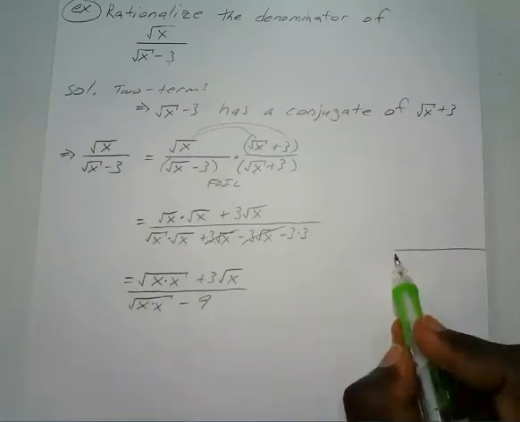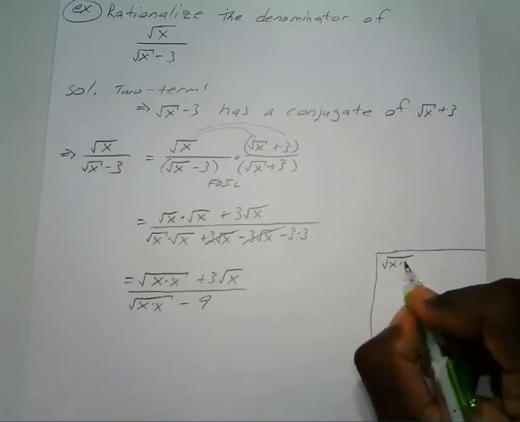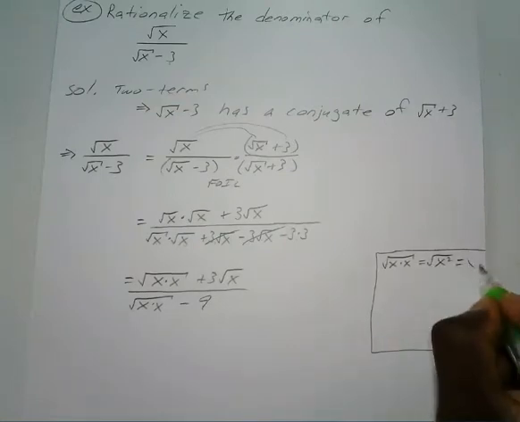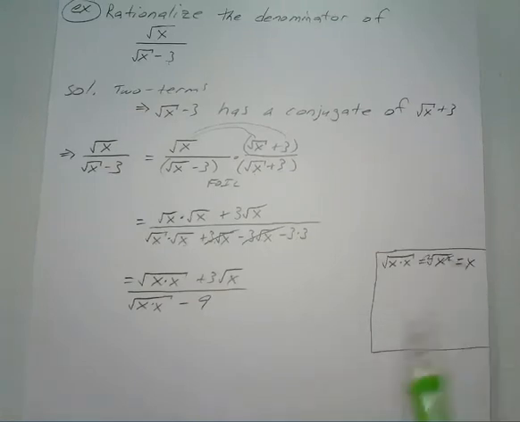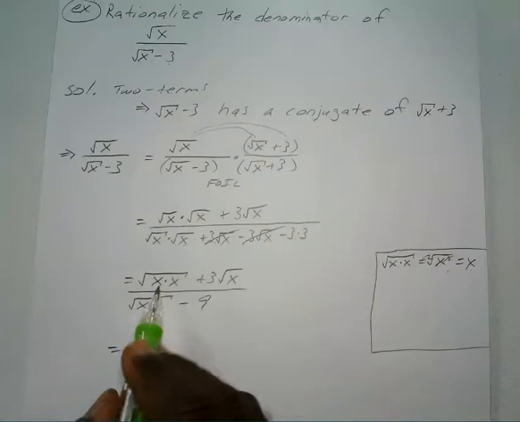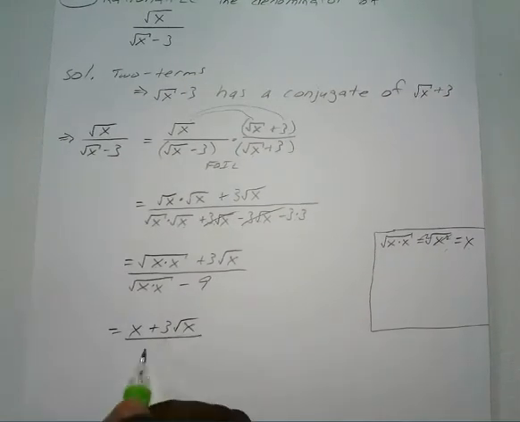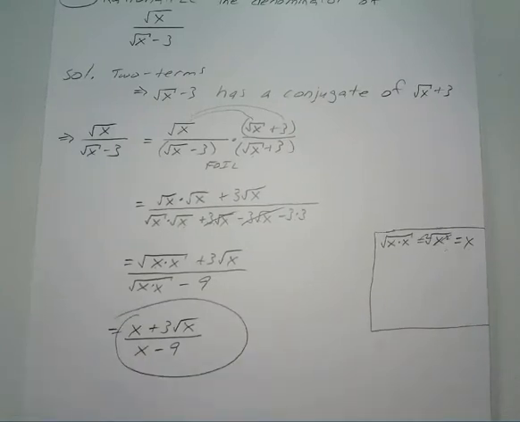Okay, so here, remember square root of x times x is just square root of x squared, which is just x. Remember that when there's no index, it's a 2, so those two would cancel out, leaving just x. So this is going to equal x plus 3 square root of x over x minus 9. Okay, and that would be your simplified answer, or your rationalized denominator.